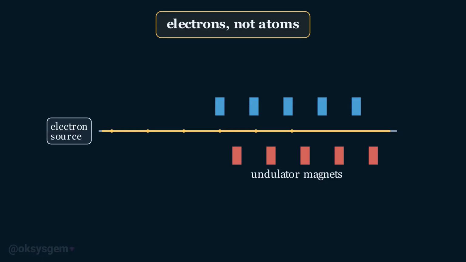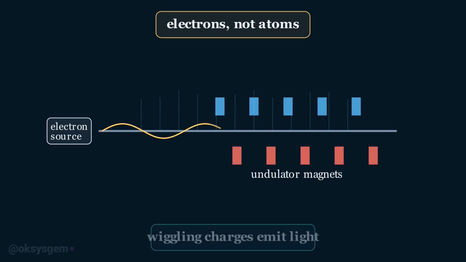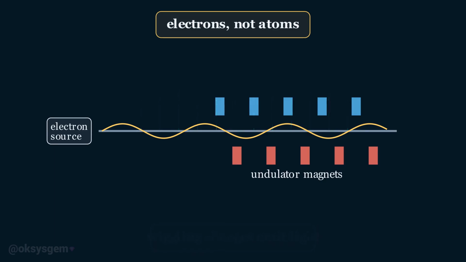They then travel through a structure called an undulator, which contains a repeating arrangement of magnets. These magnetic fields force the high-speed electrons to move along a slightly oscillating path. Accelerating electric charges emit electromagnetic radiation, so the oscillating electrons begin producing light. Under the correct conditions, interactions between the electron beam and this radiation organize the electrons into microscopic groups. Their emitted waves then reinforce one another, producing an extraordinarily intense and coherent beam.